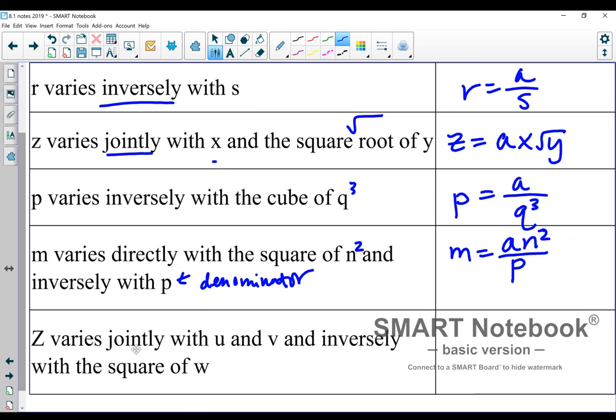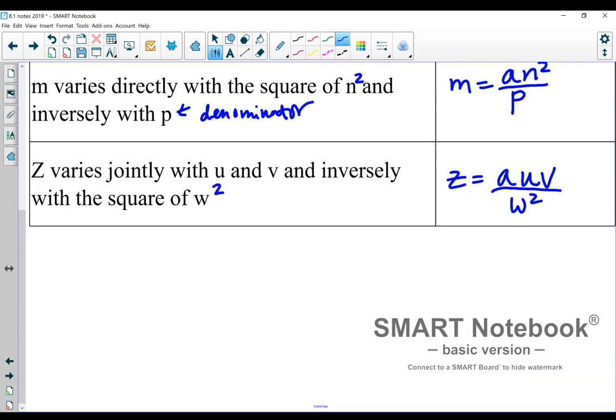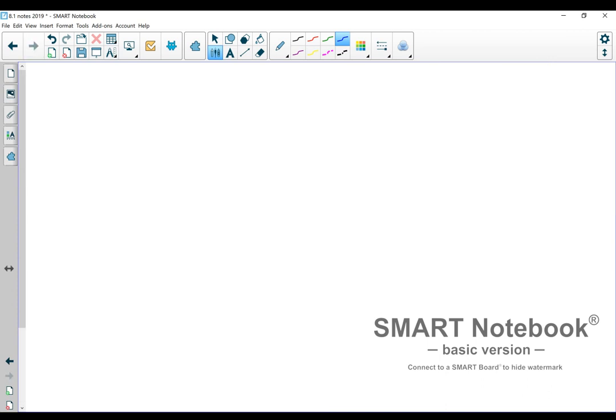Varies jointly, so that would be jointly directly with u and v. So z equals a u v, and inversely, so over the square of W. So not square root, but square. So over W squared. So I'm going to move this just so you can read that last one better. But that gives you just an idea about how we would use these in a sentence. This is the end of our 8-1 notes.